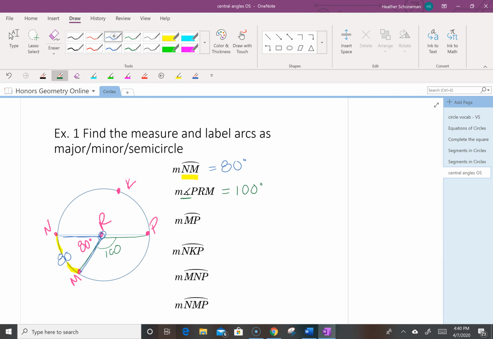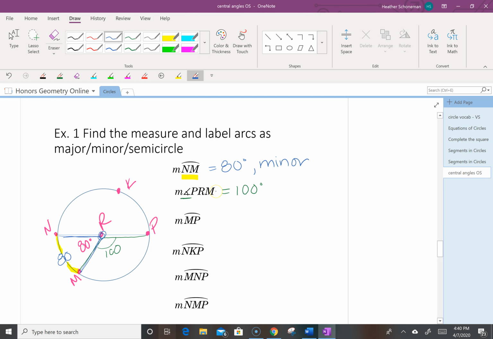Okay, now I messed up. I didn't follow directions. If it's an arc, we have to label it as major, minor, or semicircle. So let's go back to the first one. Arc NM. It's less than 180, so we would call that one a minor arc.